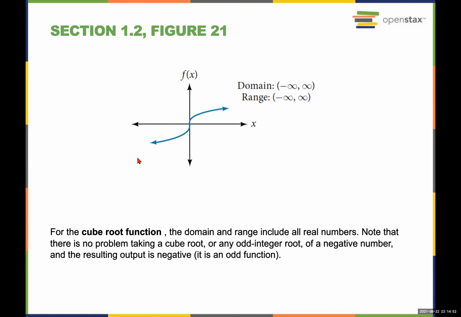Next one, this is a cube root function. And both domain and range are all real numbers. Because you can try taking the cube root of any number, positive or negative. The cube root of a negative number will get you an output that is negative.